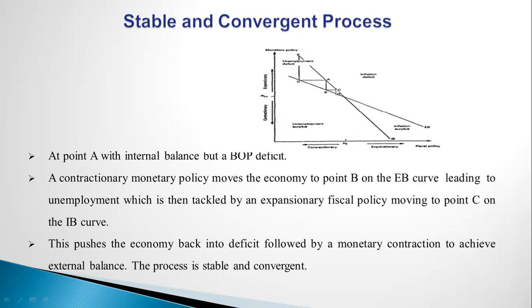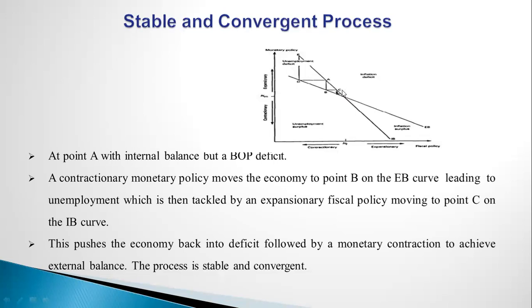This pushes the economy back into deficit, and this is accompanied by monetary contraction to achieve external balance. Each time we need to adjust less than the previous time. We have a stable assignment as we are clearly converging to the intersection of the IB and EB schedule.